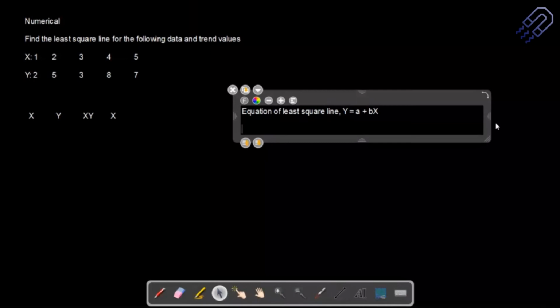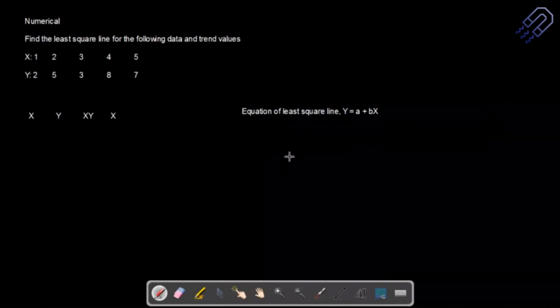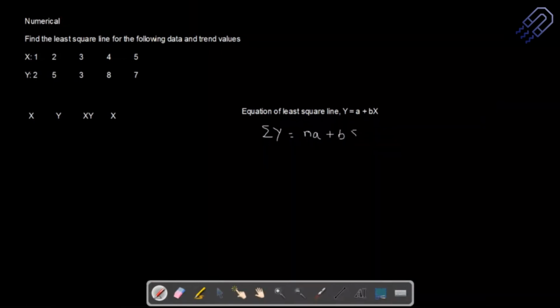Let me just use my pen here. You can take this as summation of y, because there are a number of points here, is equal to n into a, where a is the intercept and b is the slope, we already know it, plus b summation x. So we have to actually find out this form first.